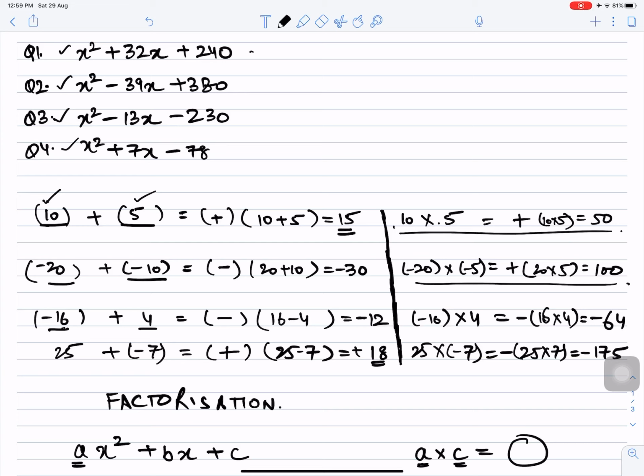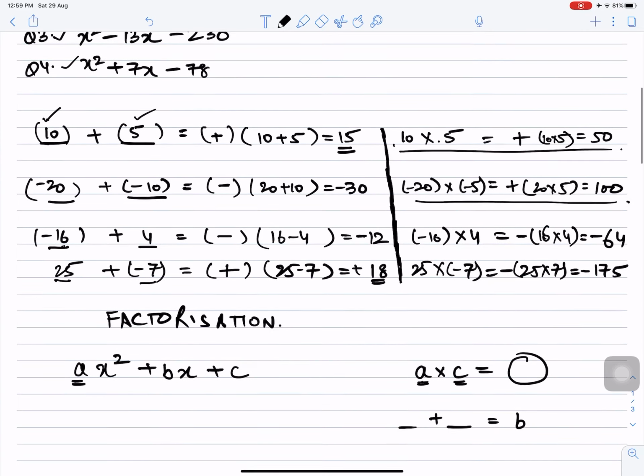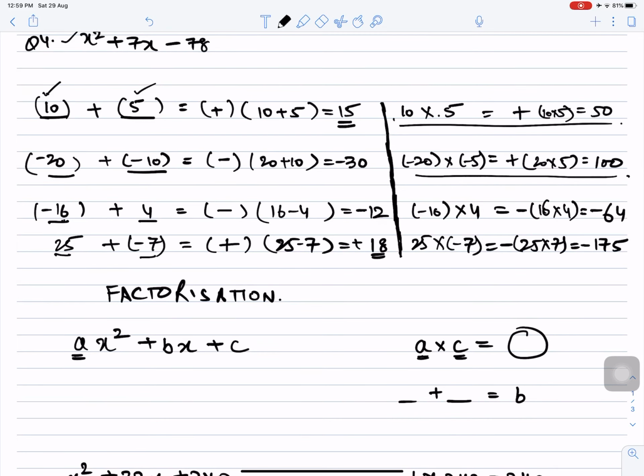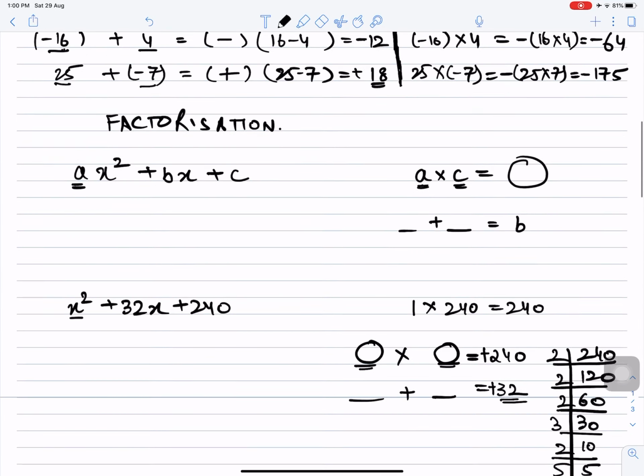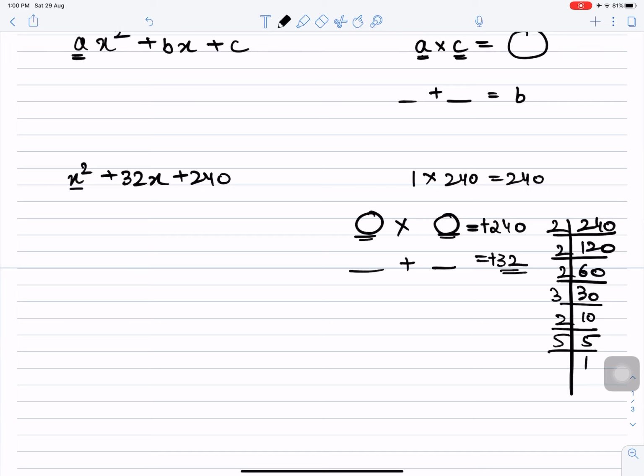Another example is plus 18, where we get a positive sign. In that case we need different signs. One has to be positive and the other negative, and the greater number should be positive. Then only we get plus 18. But when we check multiplication, we get either positive or negative. This is the only way of sorting.